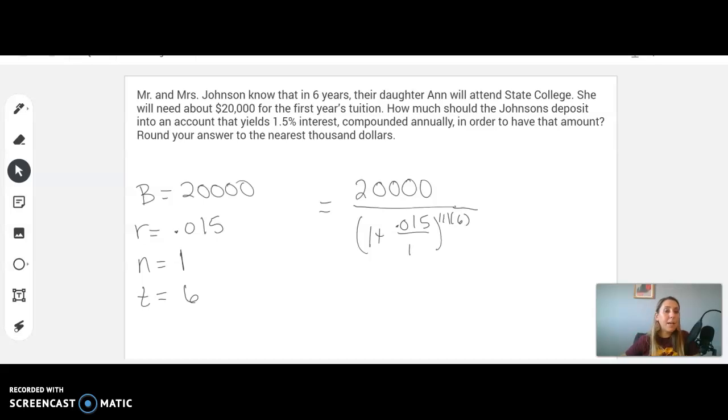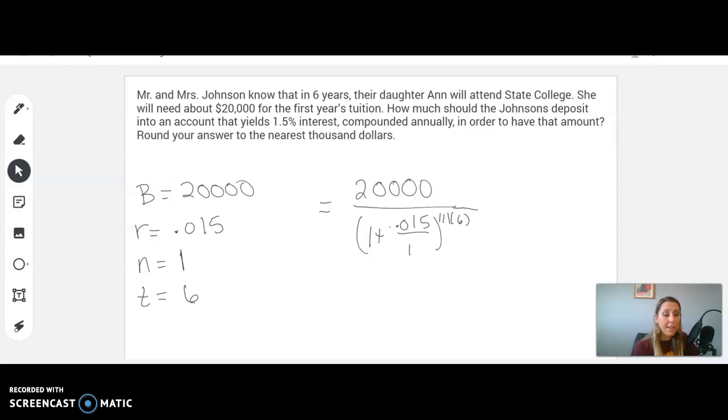Okay, so our next example is going to be about Mr. and Mrs. Johnson, and they know that in 6 years their daughter Anne will be attending a state college, and they will need $20,000 for their first year's tuition. So we are going to be using that present value of a single deposit investment formula. So we know that we're going to need $20,000 at the end of this.